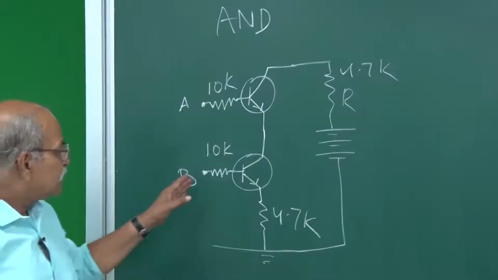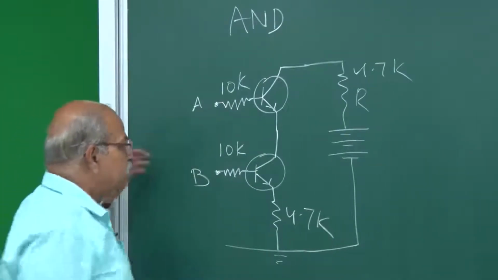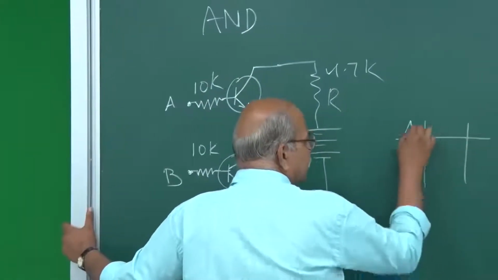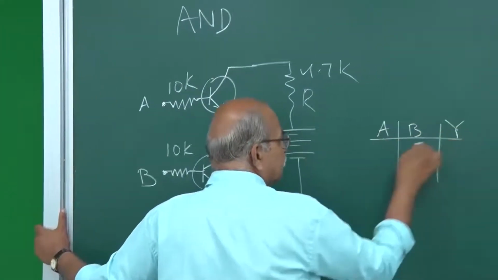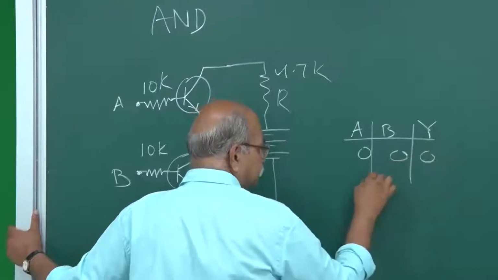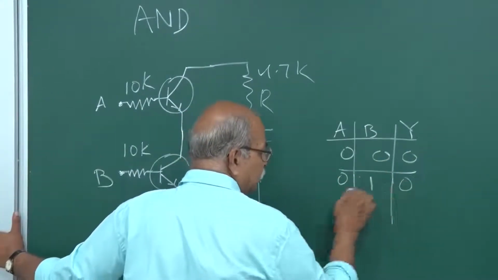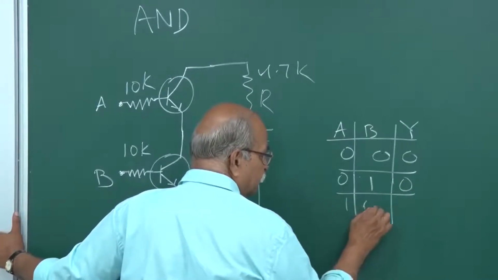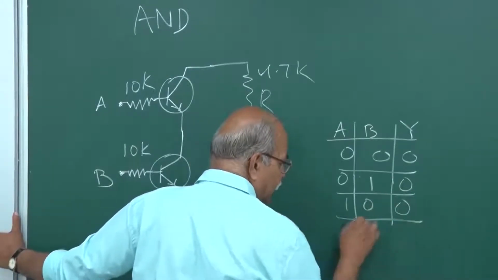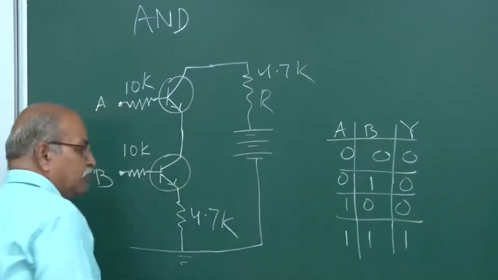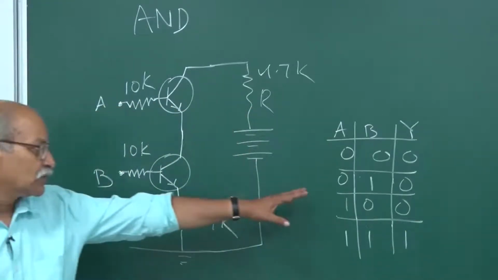So, what happens if these A and B, which are the input points? Remember, for the AND gate, the truth table is 0 0 gives 0, 0 1 is also 0, 1 0 is also 0, and only if both the inputs are high, the output is high. That is the truth table.